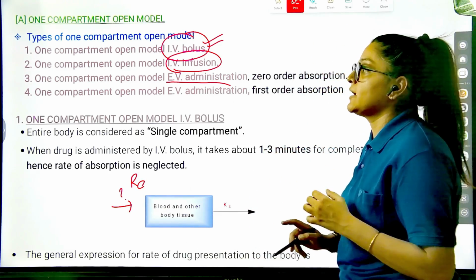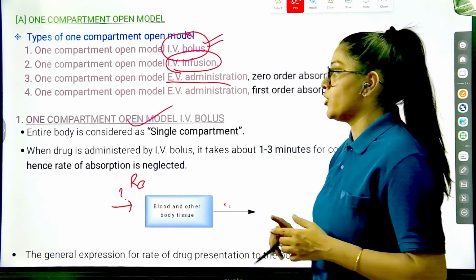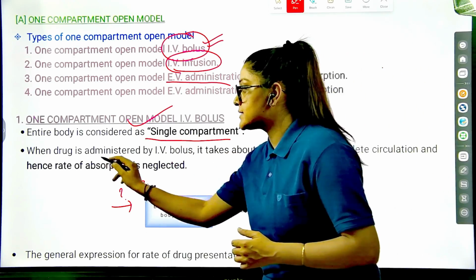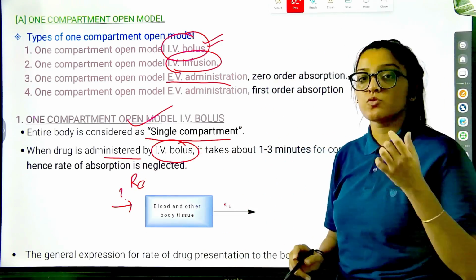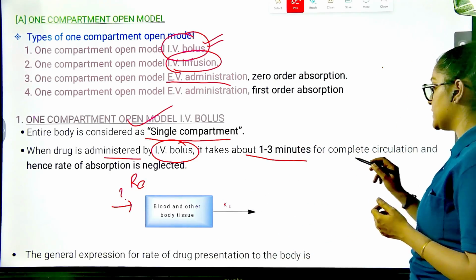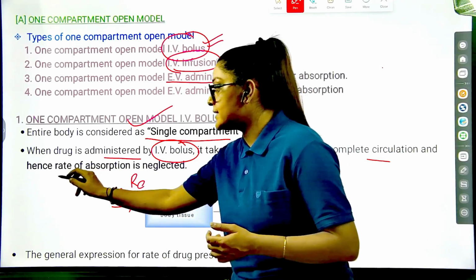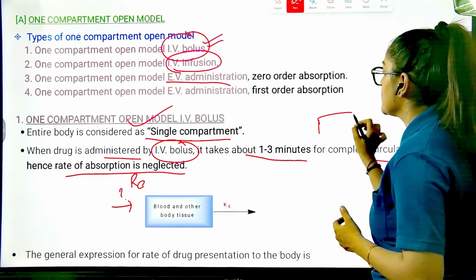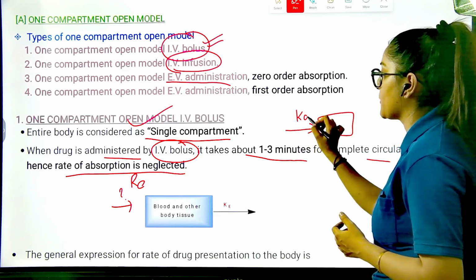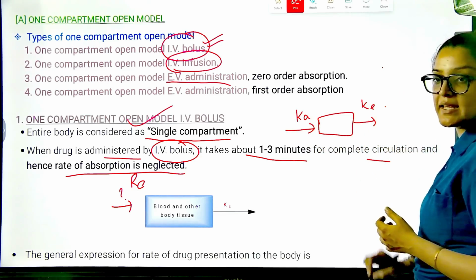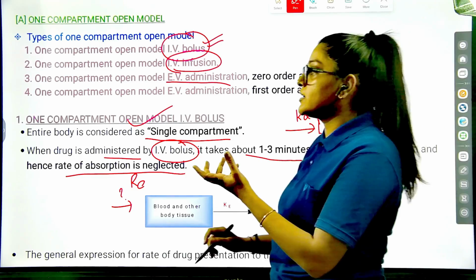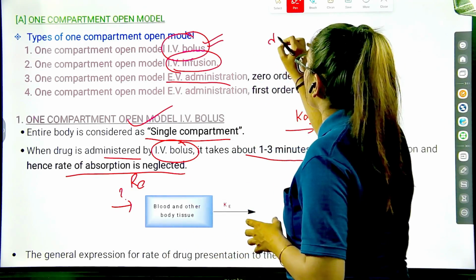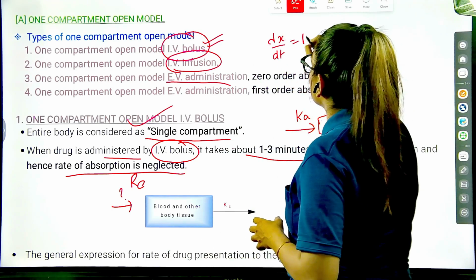So in the one compartment open model, which is also known as a single compartment model, the drug is administered by IV bolus route. It takes about 1-3 minutes to complete the circulation, and hence the absorption rate is neglected. For a general compartment modeling, you must have seen that we add a rate of input, the absorption rate Ka, and the elimination is generally Ke. Here we generally assume that the rate of absorption is neglected.